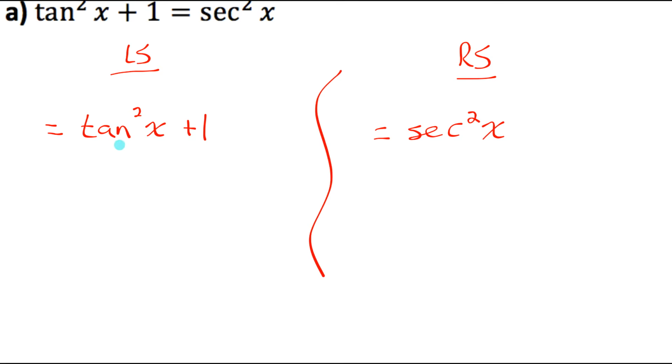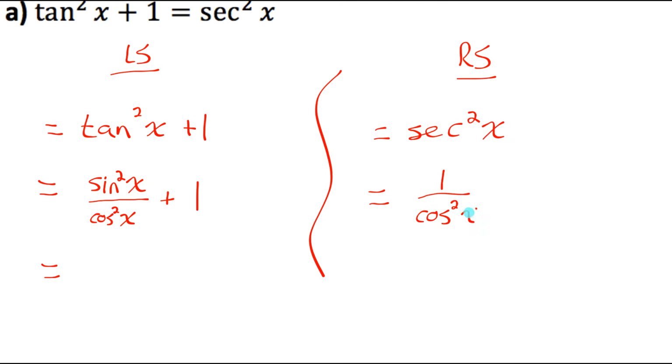So one of the main tips that I always give is to try and rewrite anything not in terms of sine and cos to be in terms of sine and cos. So tan squared x, I could use the quotient identity and rewrite tan squared x as sine squared x over cos squared x. And then I have plus 1. And if I follow that same advice, then on the right side, I should change secant squared x based on the reciprocal identity. Secant is the reciprocal of cosine, so I could rewrite that as 1 over cosine squared x.